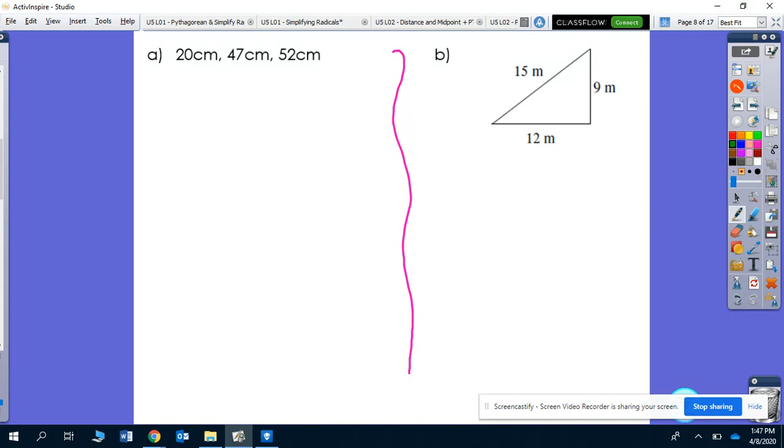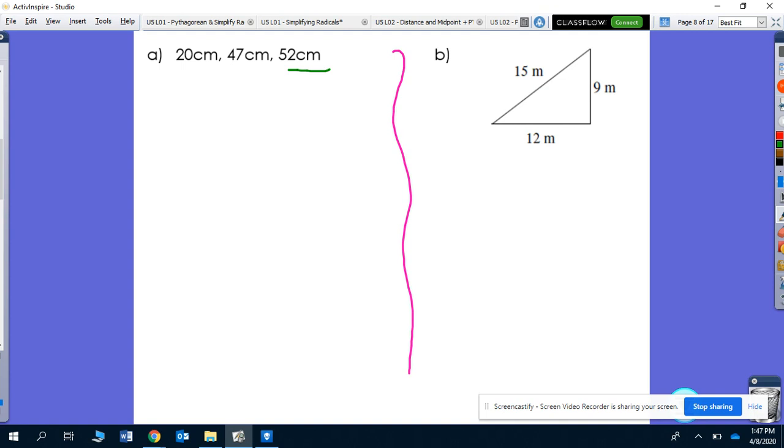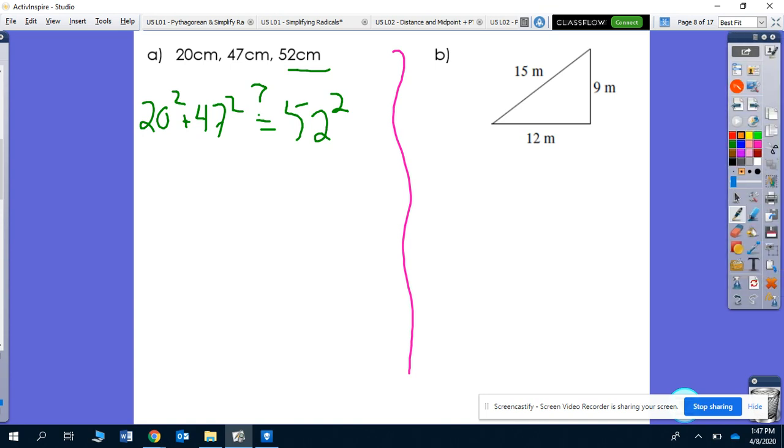So here, again, we're going to use the Pythagorean theorem, and we're simply going to make sure we're plugging the biggest number, in this case 52, into the C value. So that means that the 20 and the 47 are my A and my B, so 20 squared plus 47 squared equals, and I like to put a question mark on top of it because I don't actually know if it does. So does it equal 52 squared? If it does, then we know we have a right triangle. If it doesn't, then we know that it's not a right triangle.